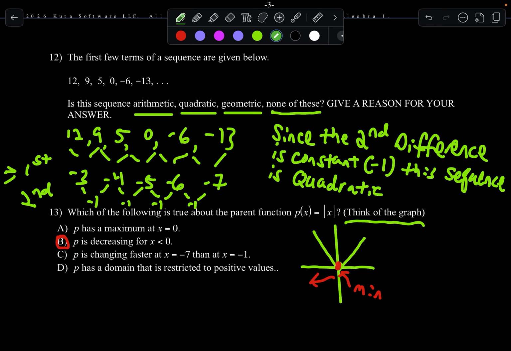P is changing faster at x equals -7, which is way over here, than at x equals -1, which is here. And the answer is no, it's not. It's actually decreasing at the same rate because these are lines. This is a line right here, which means it has a constant negative slope. And then P has a domain that's restricted to positive values. Domain is x. And as you can see from this graph, it can be both positive and negative. So the only correct choice is B.